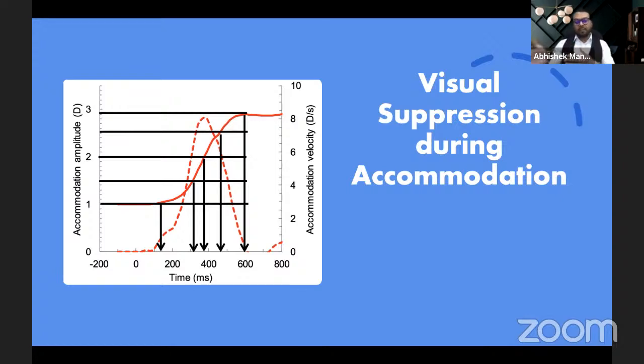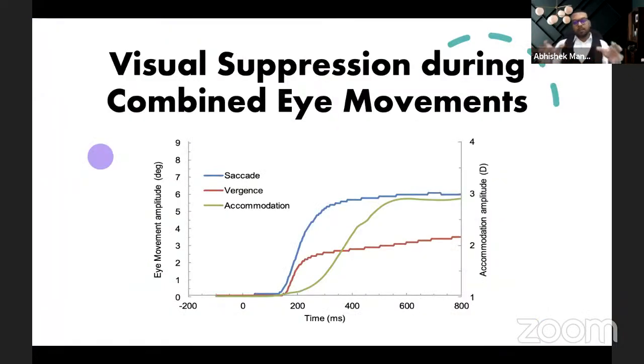Here it is after the initiation of the eye movement that the accommodation takes place. Okay. Now, the visual suppression during combined eye movements. So we talked about individual eye movements, saccades, vergence. We have talked about the combination of saccadic and vergence response. But now let's talk about saccades, vergence, and accommodation.